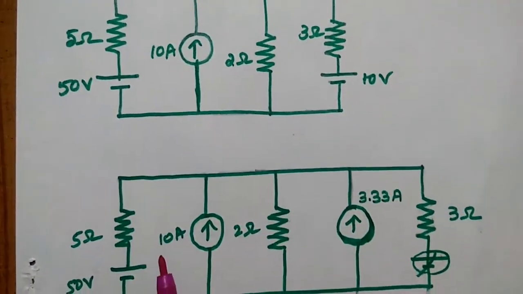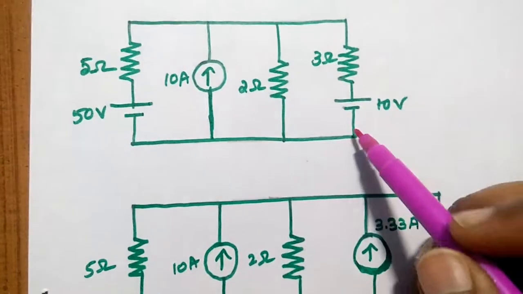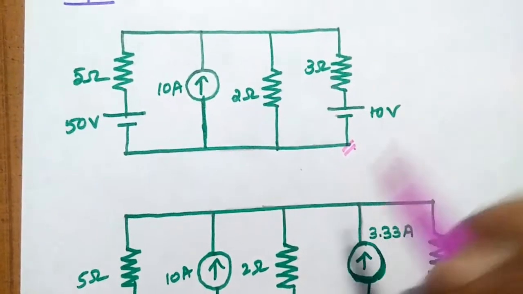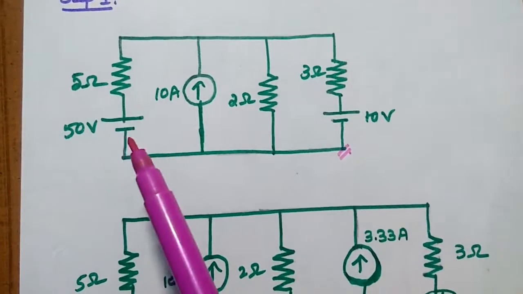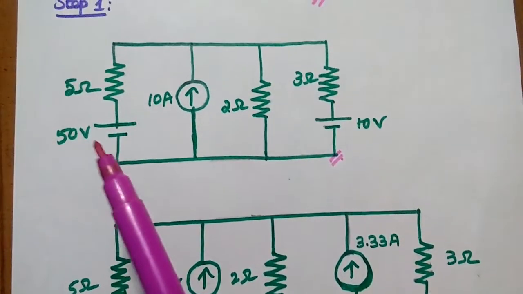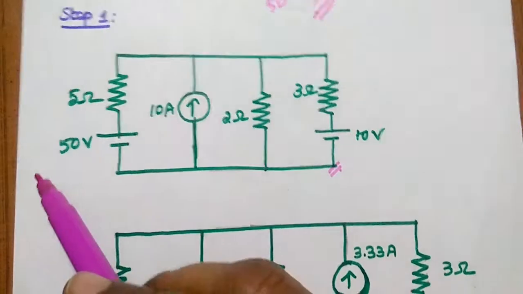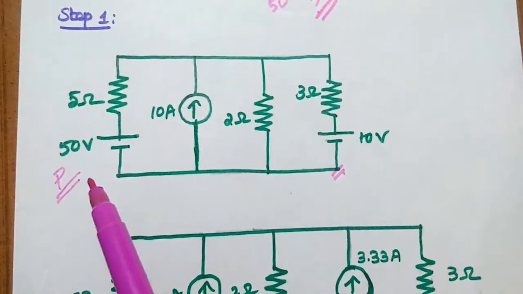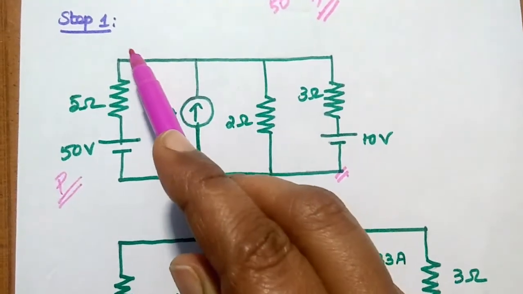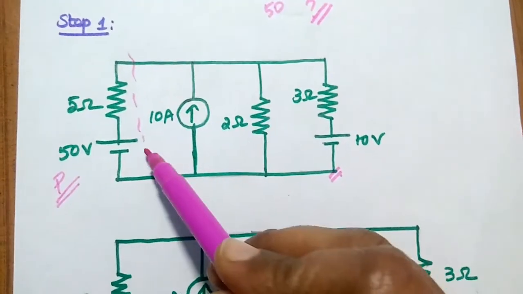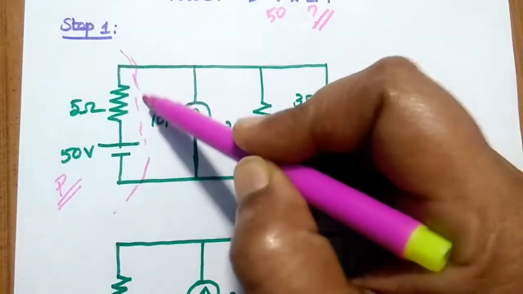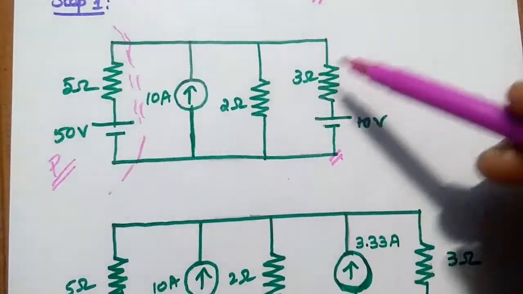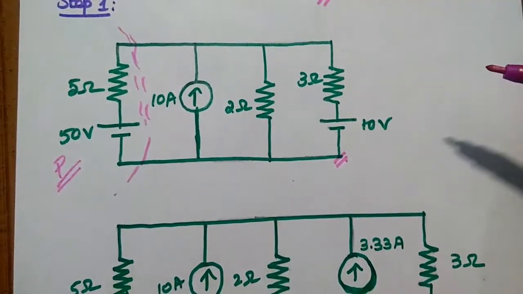Okay. After that we are going to convert this voltage source to current source. We do not touch this voltage source because we are going to find out the power for this source. Okay. So for that purpose, we do not touch this portion. Okay. We are not going to change anything in this one. We are going to transform this voltage source to current source.